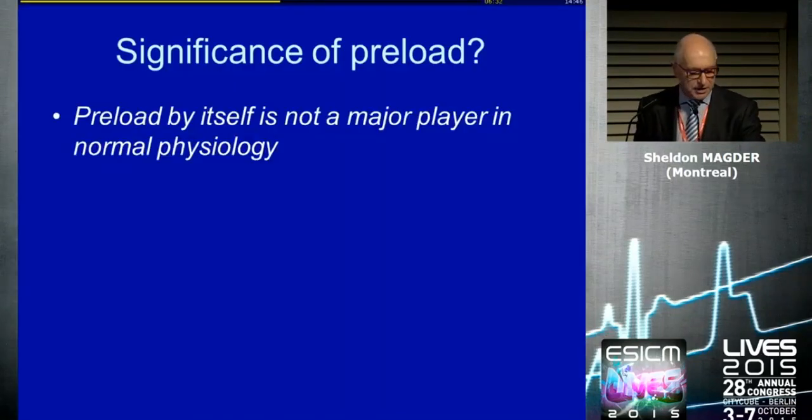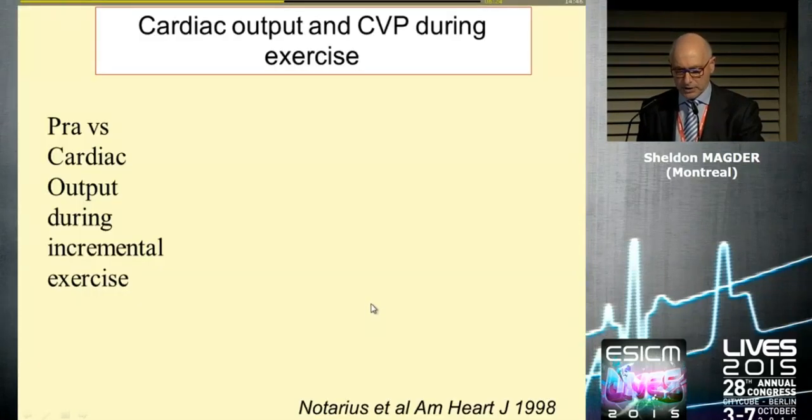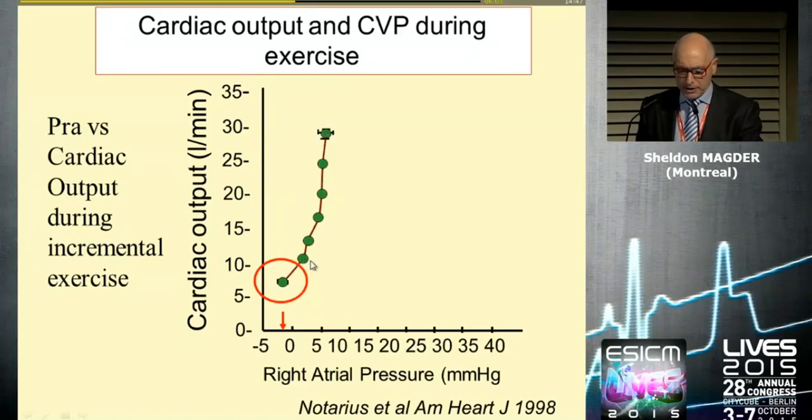So what's the significance? Preload by itself is not a major player in normal physiology. It's more of a response, as I've just said, to the actual situation. For example, this was a study we did on normal subjects exercising, and we measured the right atrial pressure with a catheter sitting just at the superior vena cava and the heart, and we estimated cardiac outputs from their oxygen consumptions. They start at rest with a central venous pressure, which is a little bit below zero. As soon as they start pedaling, it goes up.